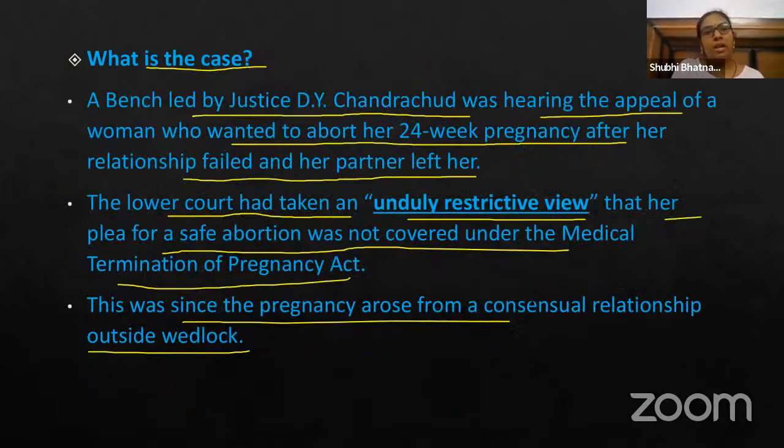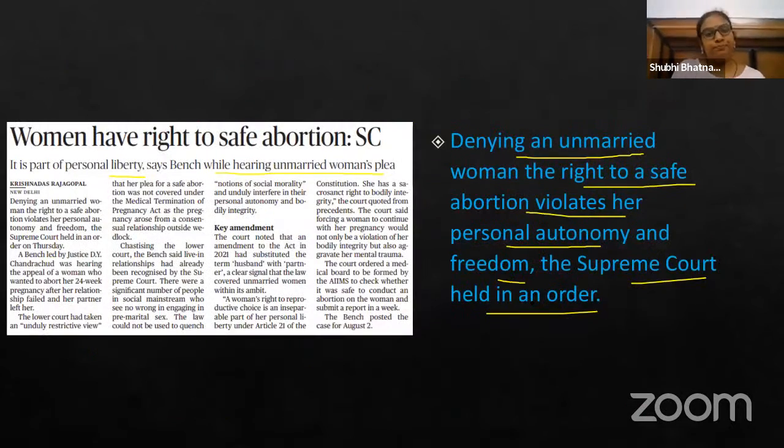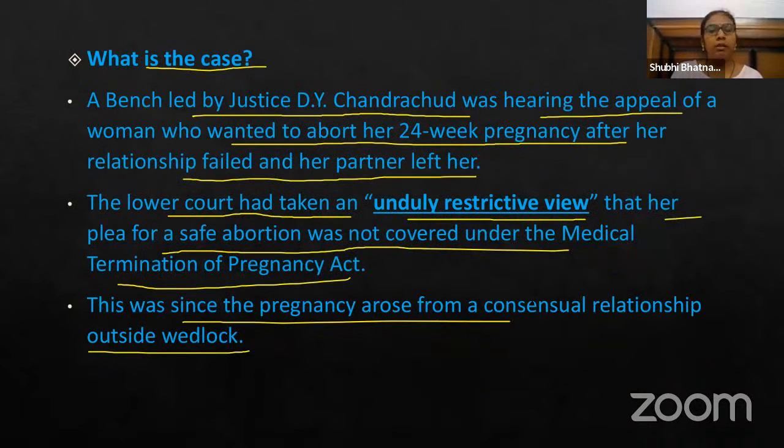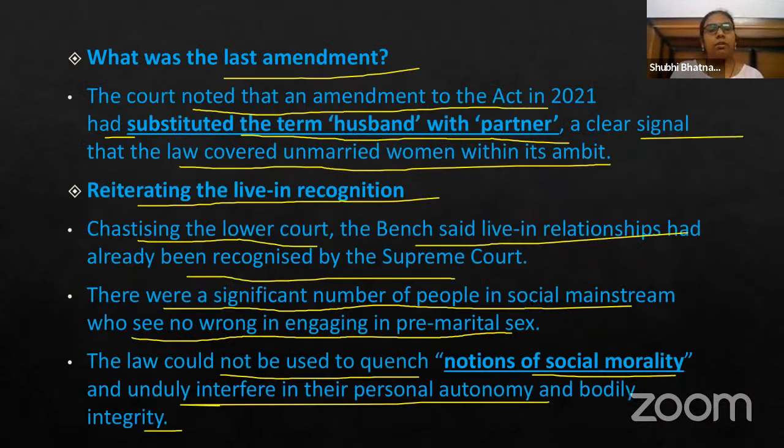Okay, so with this we have come to an end to this particular news also. So इसमें basically क्या था? It's just about a woman who is unmarried and who has pleaded to the Supreme Court in order to have a safe abortion in the 24th week because of the failed relationship. And जो subordinate courts थे उन्होंने already मना कर दिया था, but the Supreme Court has given the right and said that this can be done. And इसके लिए एम्स को उन्होंने बोला that they must conduct a study and submit the report in a week that is it safe or not.